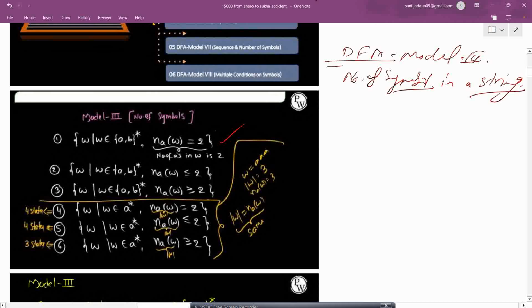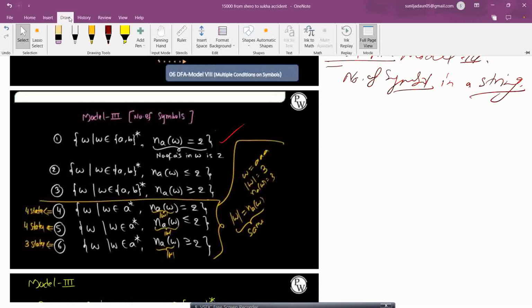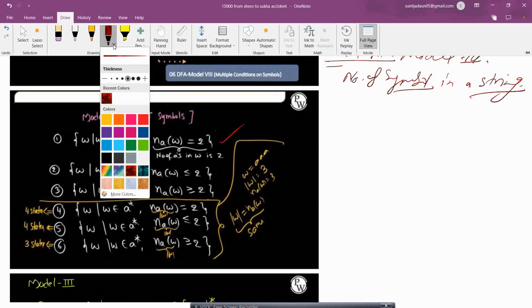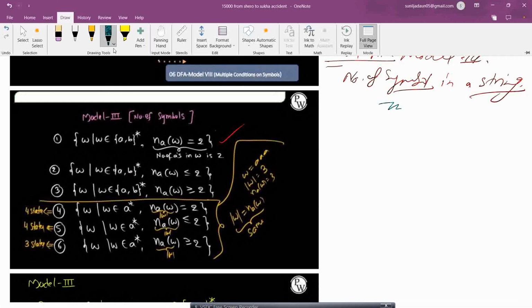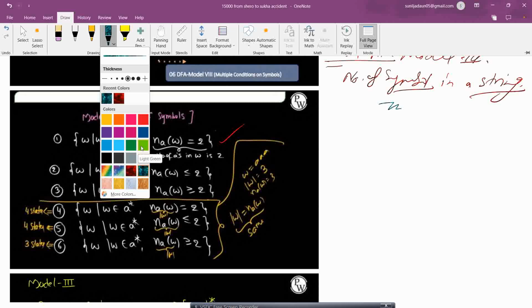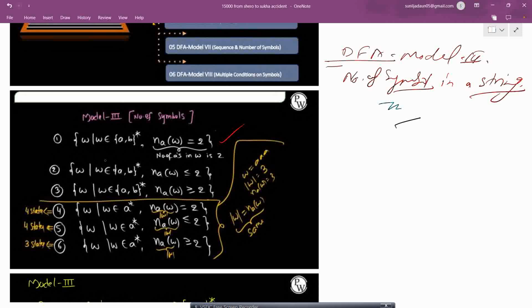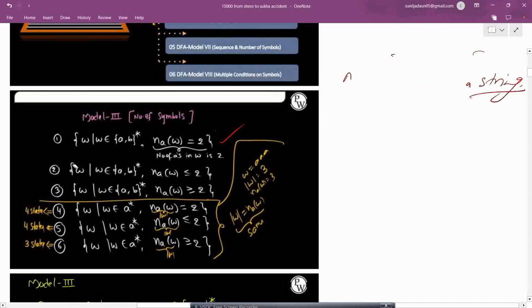So let's first change the pen. It is not looking good here. I think we can change from this. Is this good? If you know the good colors, this color is this color. Yes, this is a good color. So, right.